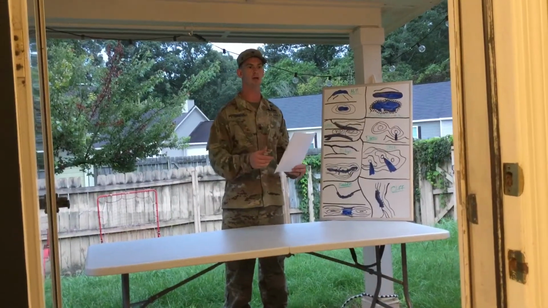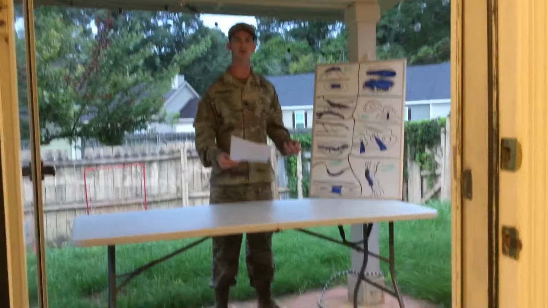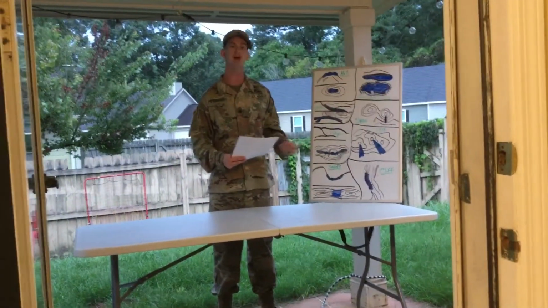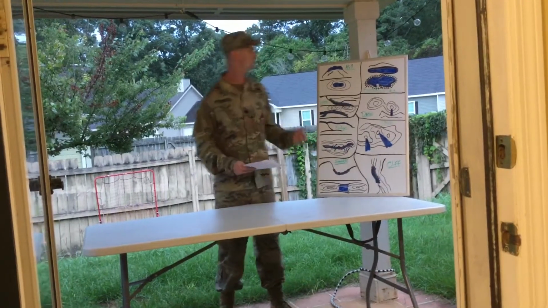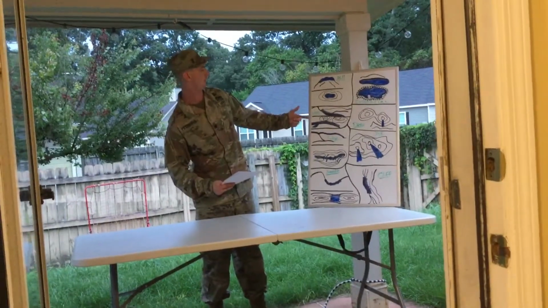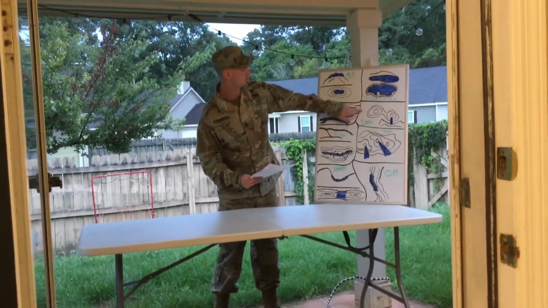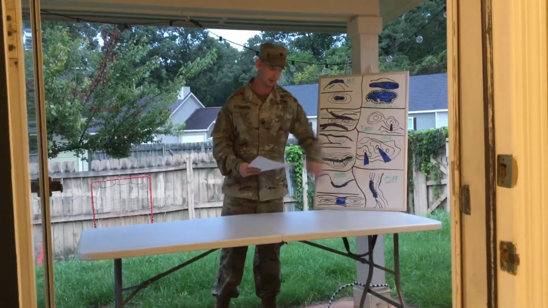Now today our main focus is going to be on the 8 different types of terrain, more than going over how to use a scale and how to use a grid map. There are 8 types of terrain: 5 major and 3 minor. The 5 major are the hill, the valley, the ridge, the saddle, and the depression. The 3 minor are the draw, the spur, and the cliff.